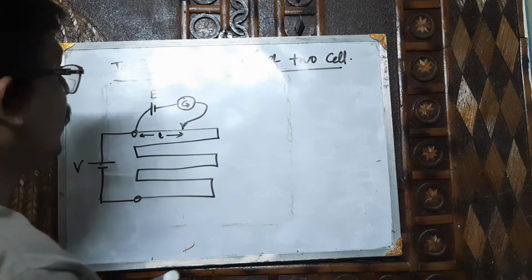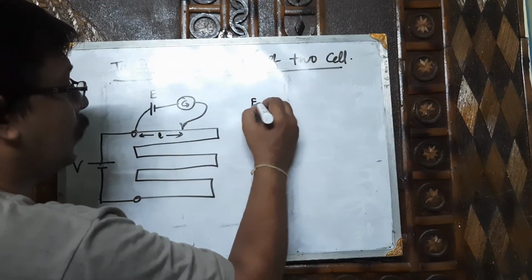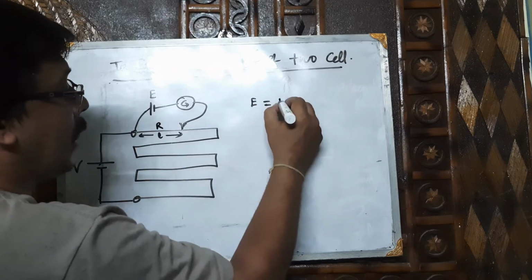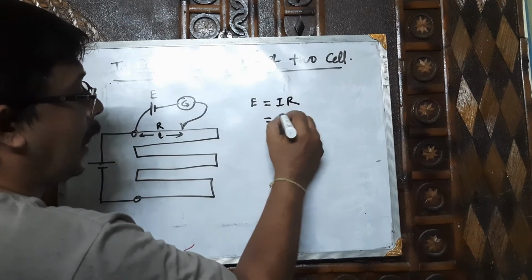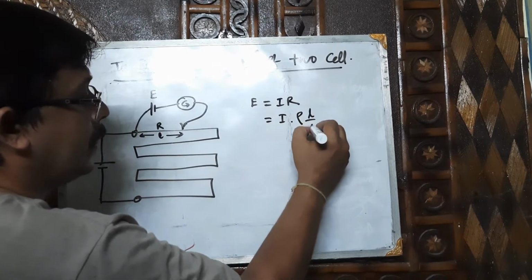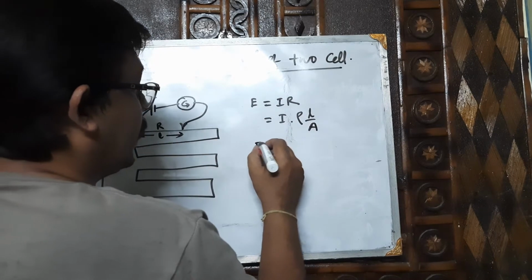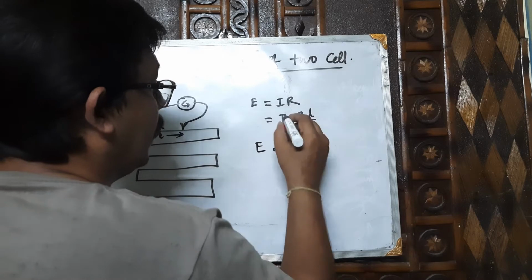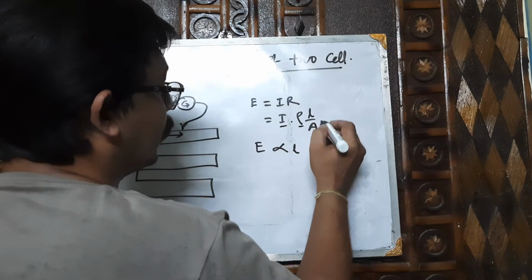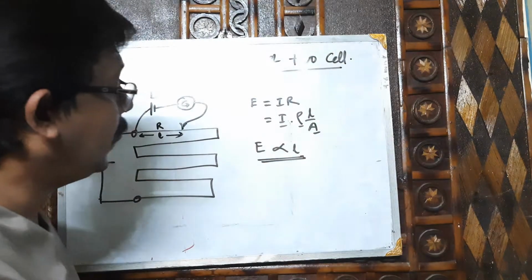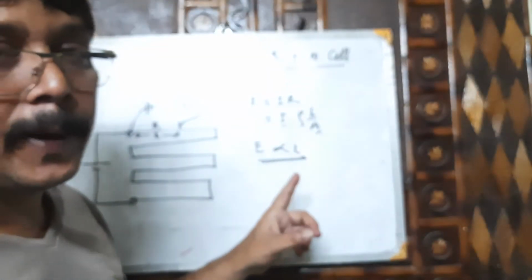So you can write the EMF E is equal to the voltage drop of this L length. Suppose the resistance is R, so it is I into R. But we know that R is equal to rho L by A. This is the L, this length, this much voltage drop. So what it shows is that E is proportional to L. I is constant, rho is constant, A is constant. So that means EMF can be measured in terms of the length. This is the basic principle of a potentiometer.